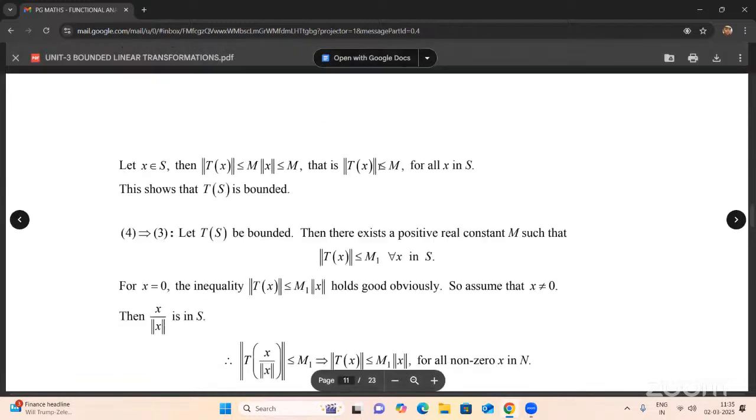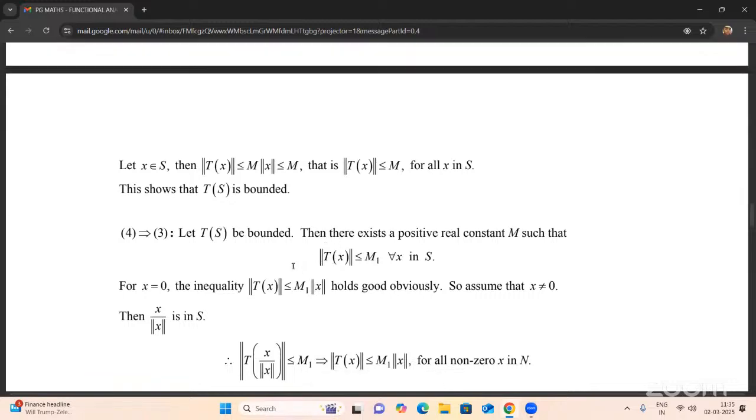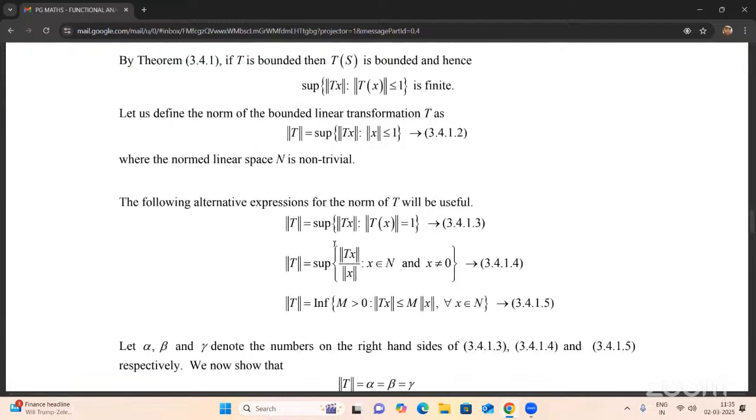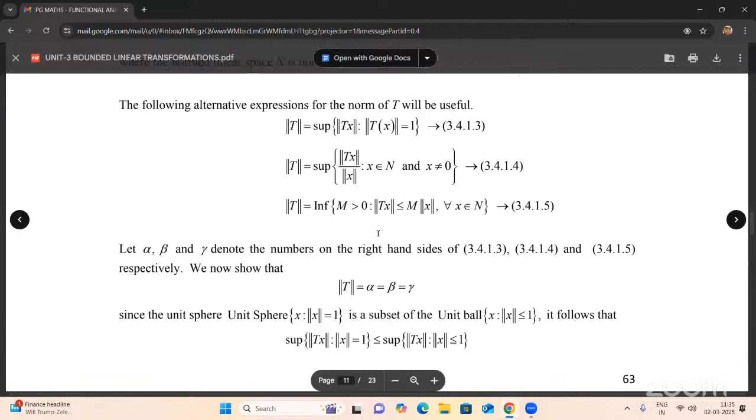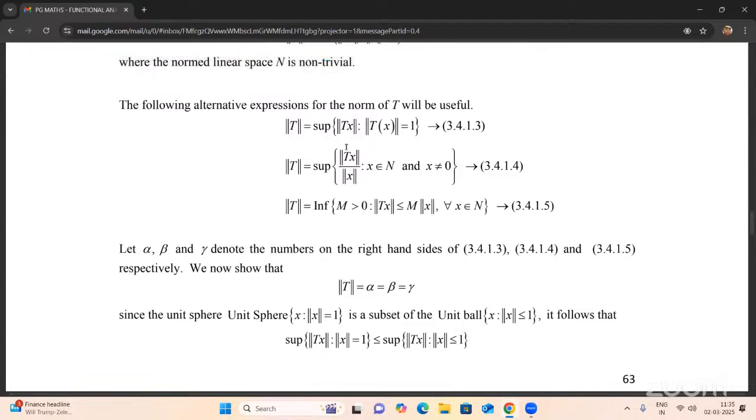Now in the same manner, norm T of x. Suppose x equal to 0, the theorem holds good. Now here the different norms: for x not equal to 0, norm T equals the supremum of norm T of x by norm x. These are all well established in the above theorem.